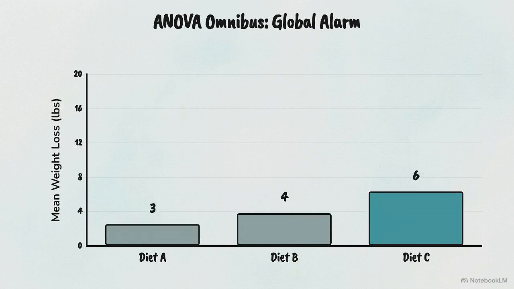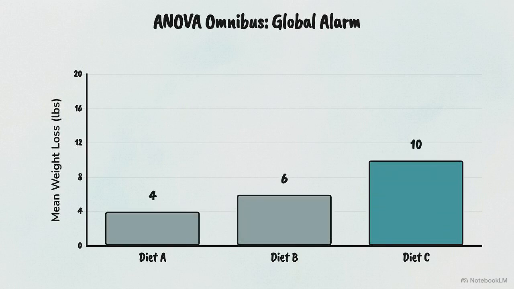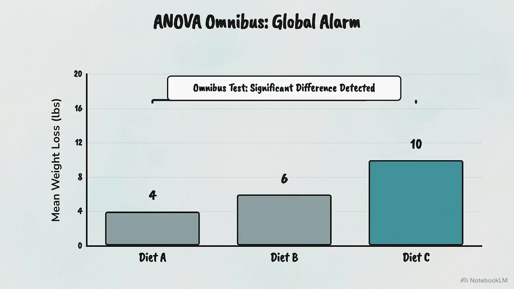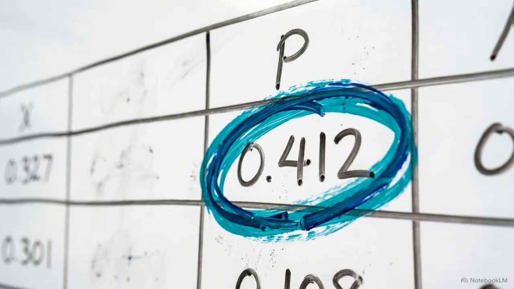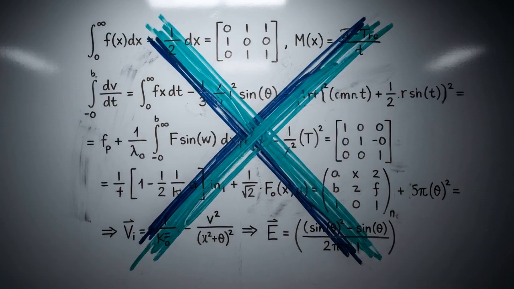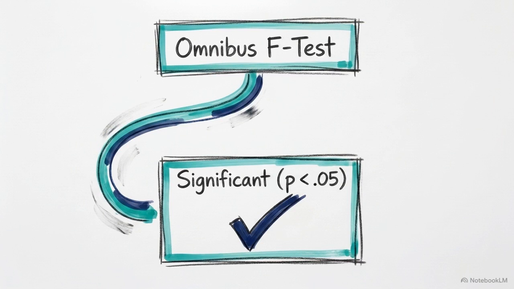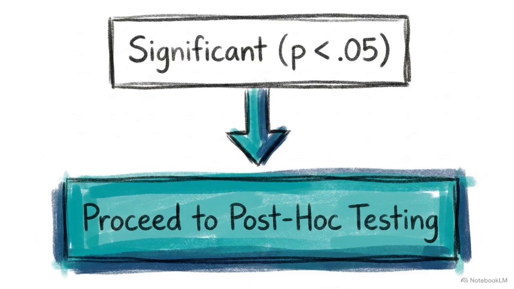However, the ANOVA is an omnibus test. It acts as a global alarm, telling us that a difference exists somewhere in the data, but it does not tell us which specific diets vary from each other. Remember the rule. If this omnibus p-value is greater than 0.05, the investigation is over. You cannot perform further testing on an insignificant result. Since our result is significant, we have passed beyond the gate. We now have the authorization to investigate exactly where those specific differences lie.